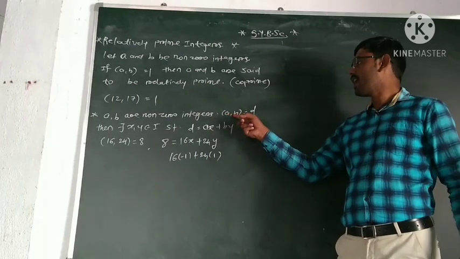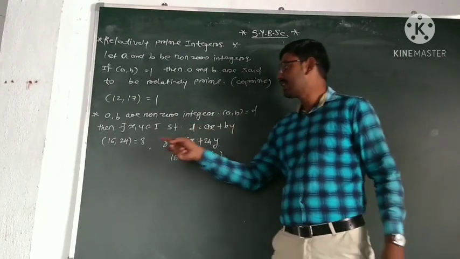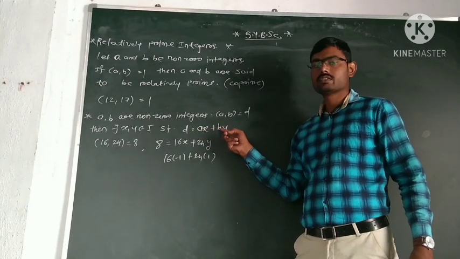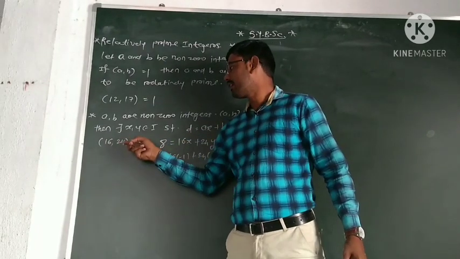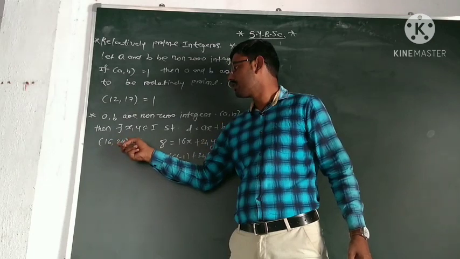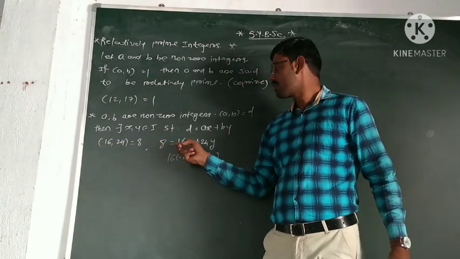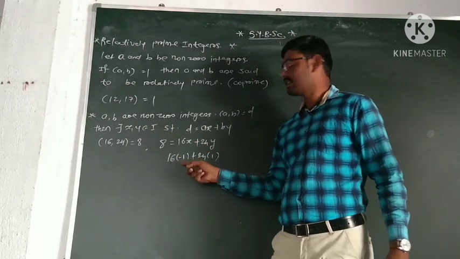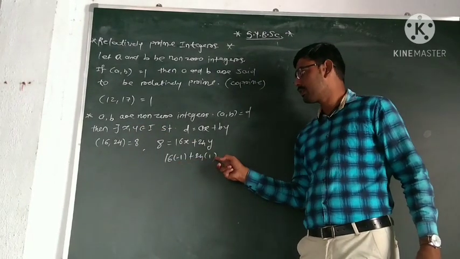So if GCD of a and b is d, then there are integers x and y such that d can be written as ax plus by. See here, GCD of 16 and 24 is 8. So a is 16, b is 24, d is 8. So 8 is equal to 16 into x plus 24 into y. Such x and y exist. Here x is equal to minus 1, y is equal to plus 1.